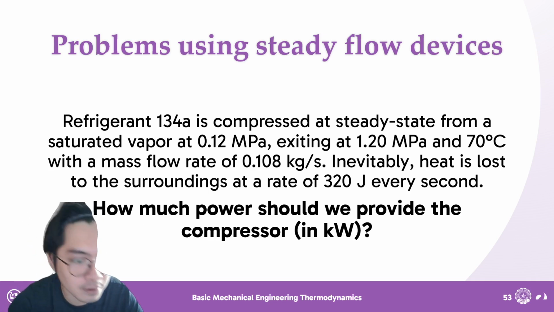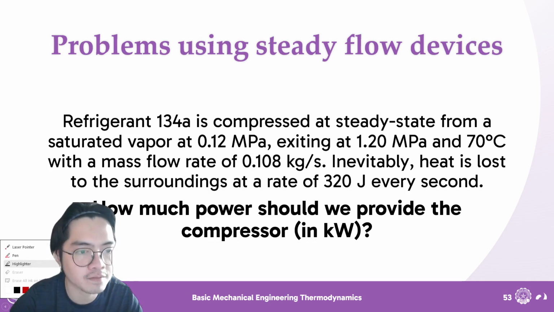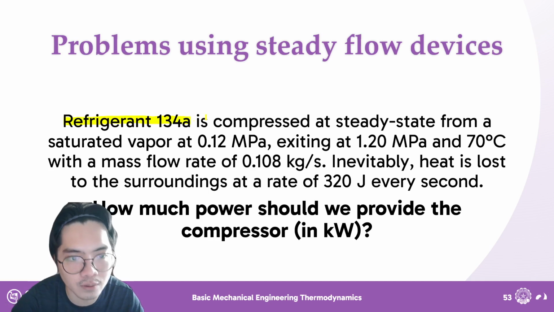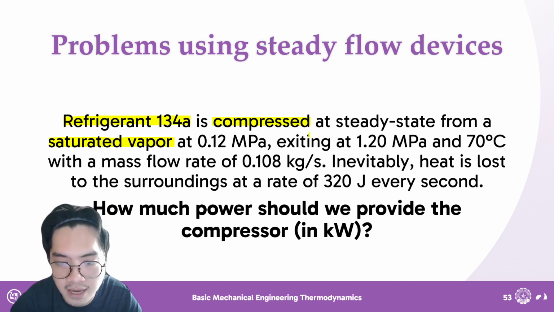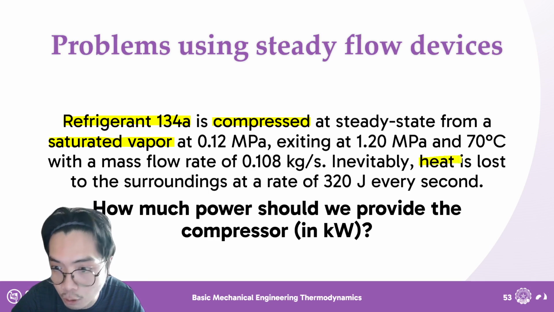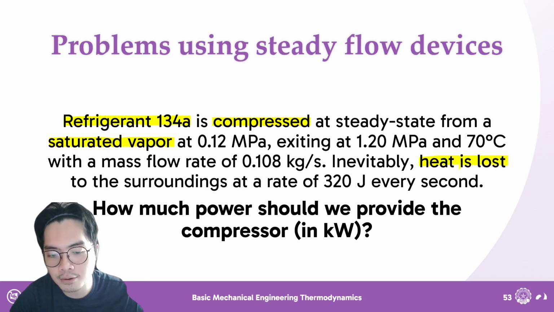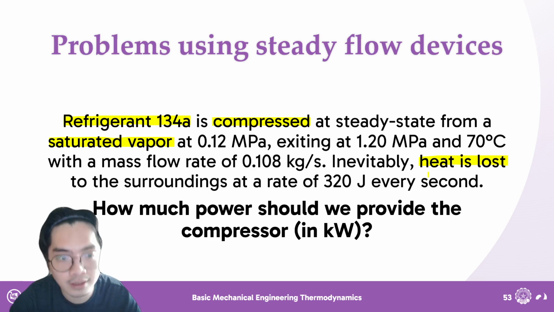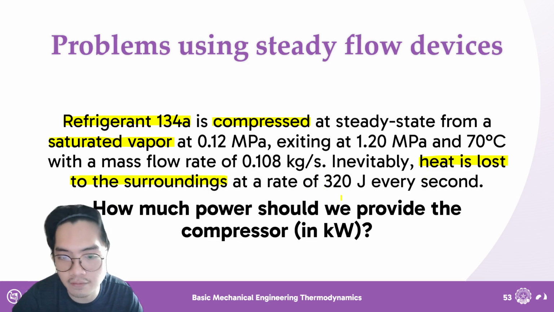Okay. So now let's just try and annotate everything here. Refrigerant 134A, of course, our substance, is compressed at steady state from a saturated vapor at 0.12 MPa, exiting at 1.20 MPa and 70 degrees Celsius with a mass flow rate of 0.108. Inevitably, heat is lost. Okay, so that gives us a clue as to what the sign is for our Q later on. Heat is lost to the surroundings at a rate of 320 joules every second.